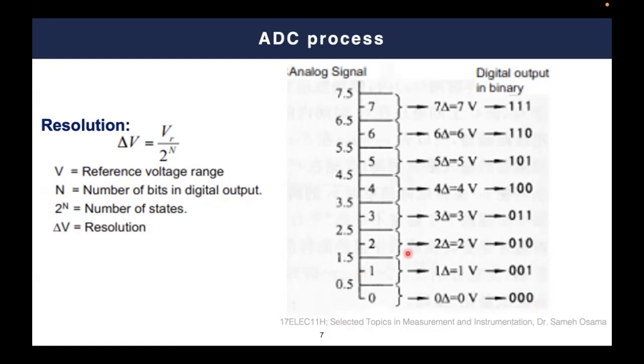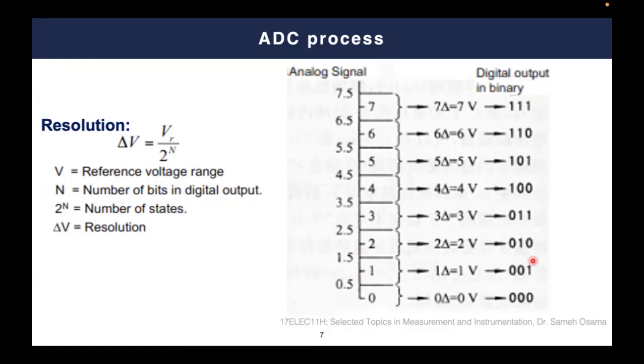And so on. If you have an analog voltage of 1.2 and an analog voltage of 1.3, these 2 will be converted to the code 001, and so on. So the higher the resolution value, the higher the error. The lower the resolution value, the lower the error.